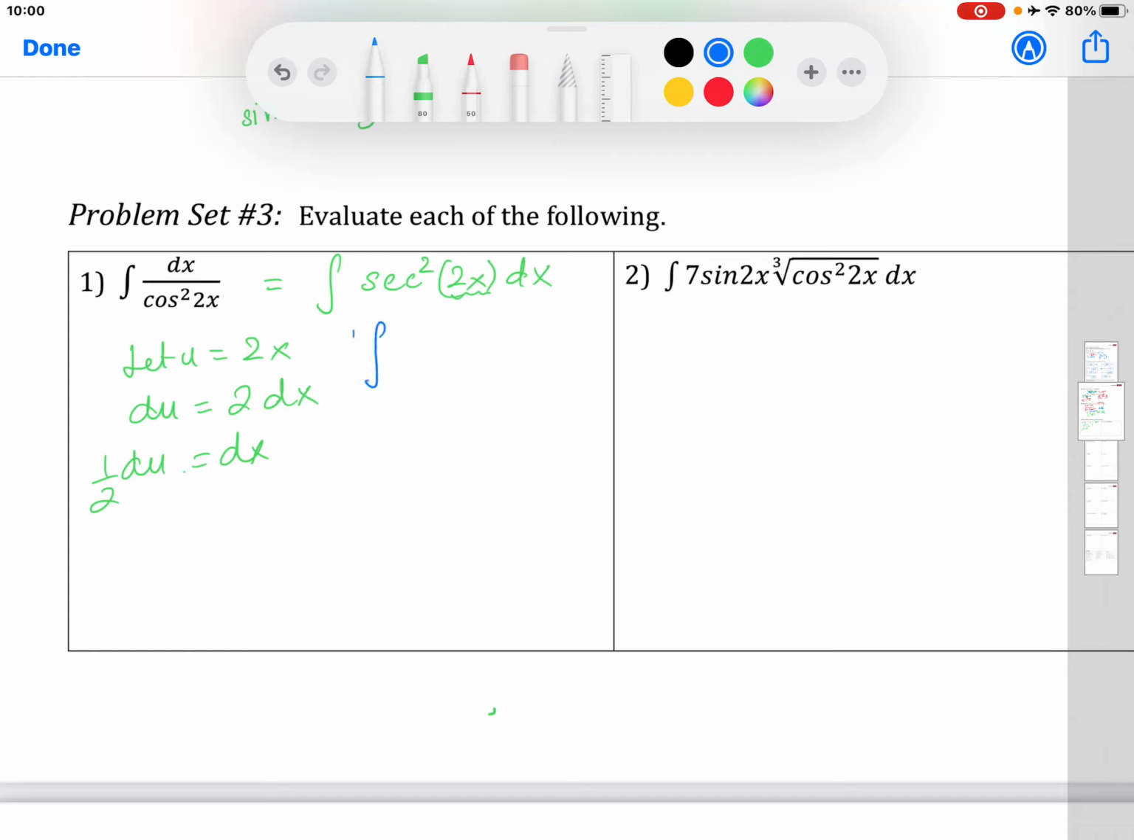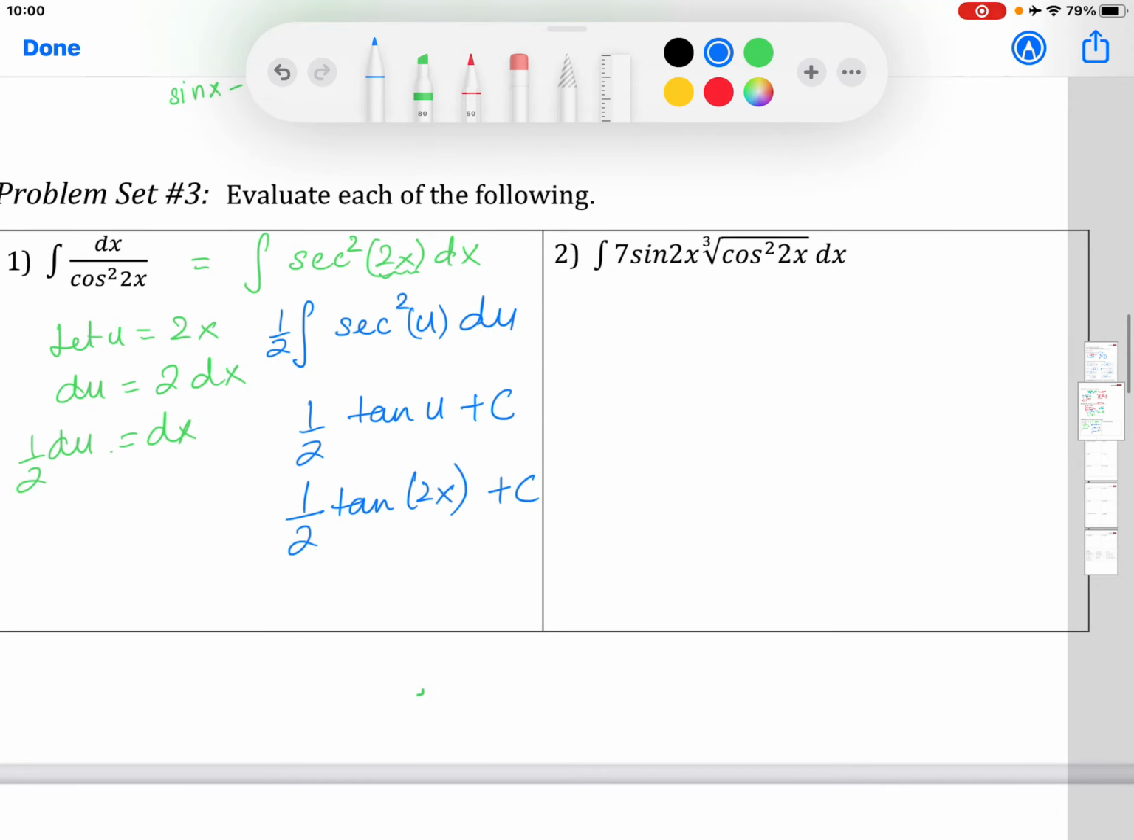So I'm going to replace that. My integral will be 1/2 secant square u du. Secant square u is just tangent u plus c. I'm going to substitute back u with 2x, plus c. Okay? Now let's try the next one.